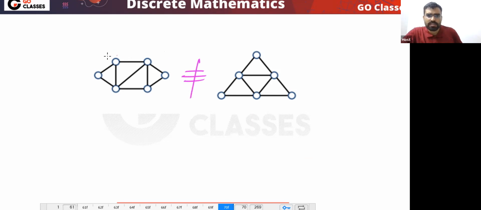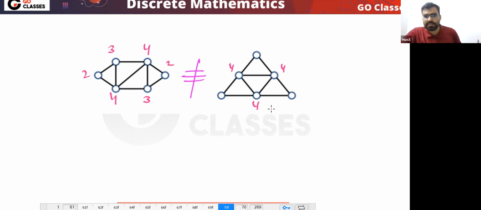Because if you notice, here you have a degree 4 vertex. Here also you have a degree 4 vertex, but here you have 2 degree 4 vertices. Here also you have 2 degree 4 vertices. This is degree 4. This is degree 4. Okay, so the degree sequence will actually work for this question.